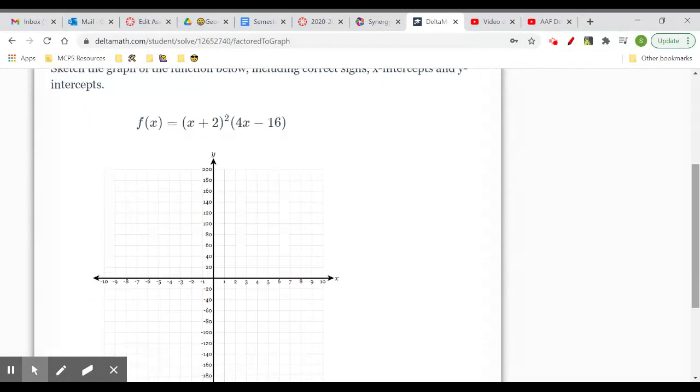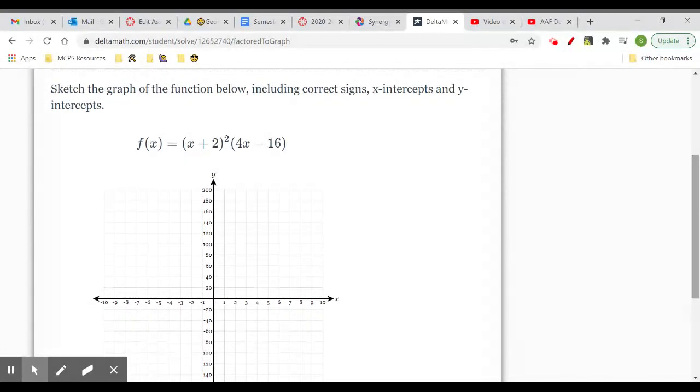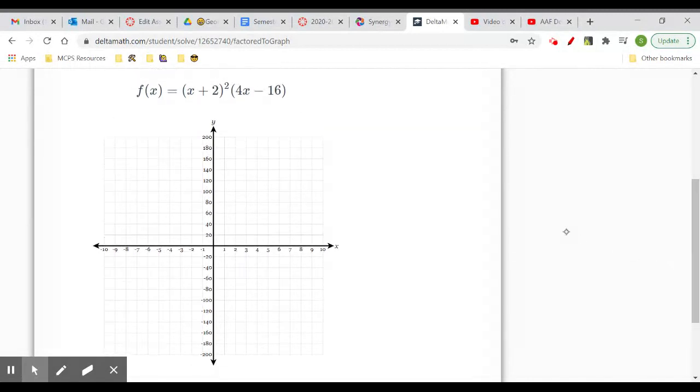So to sketch the graph of the function below, including correct signs, x-intercepts, and y-intercepts, right? So exactly like what we've been doing in class. So I would encourage you to have paper or something that you can write on the side. So I'm just going to write on the side of my screen here.